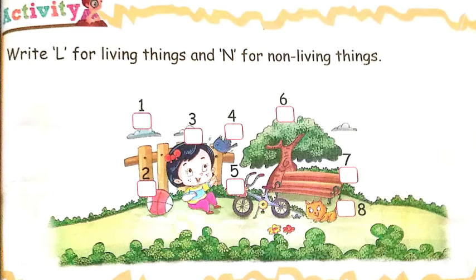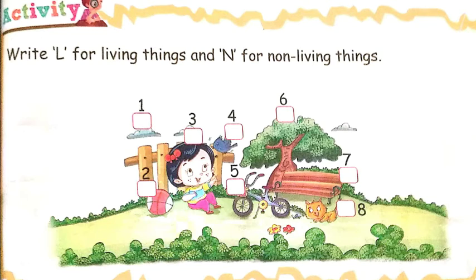Third, she is a girl. Girl is a living thing, so you write there L. Now 4. There is a bird. Bird is also a living thing. How are we identifying a living thing? Living things need food, they are growing, they can reproduce, they are breathing. So bird is a living thing. We should write there L.